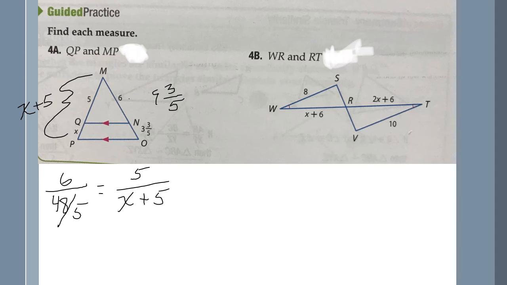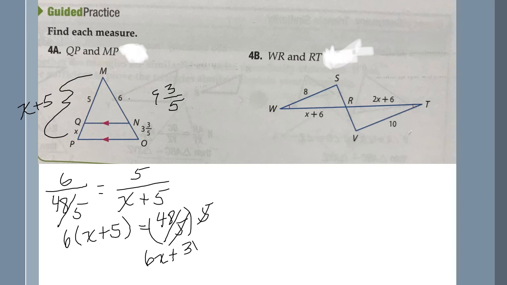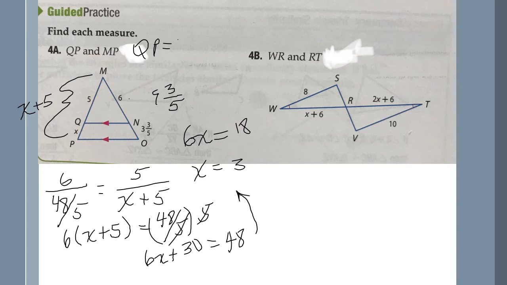So now we just cross multiply, right? And if it helps to write it out, 6 times x plus 5 equals 48/5 times 5. Well, the 5's cancel, so this becomes 6x plus 30 equals 48. Subtract 30 from each side. I'm going to work this way now. And I get 6x equals 18, so x equals 3. So the length of QP, so QP equals 3. And MP would equal 8.